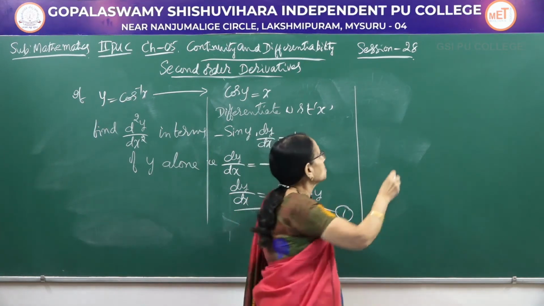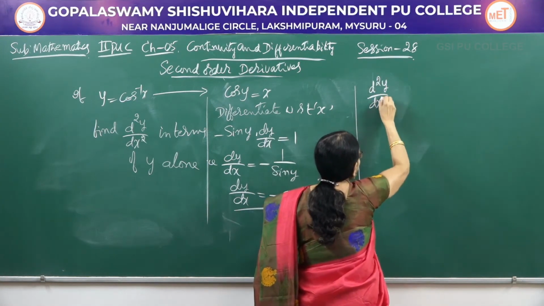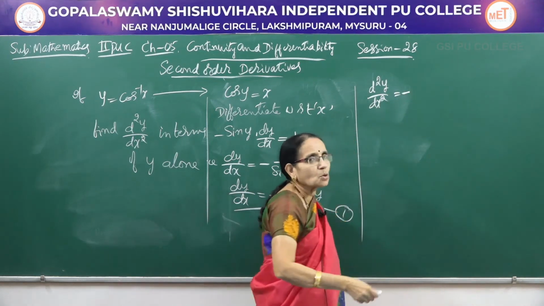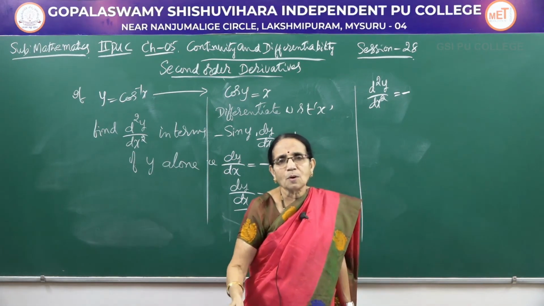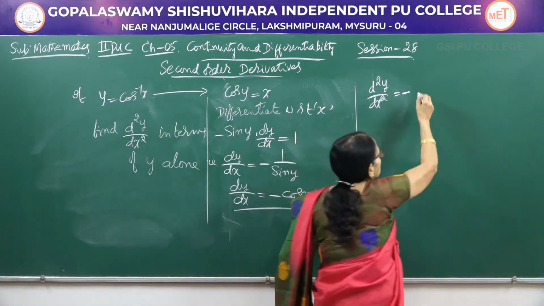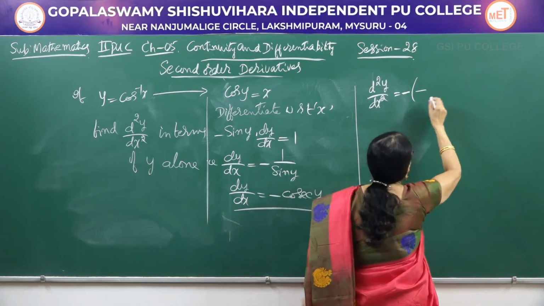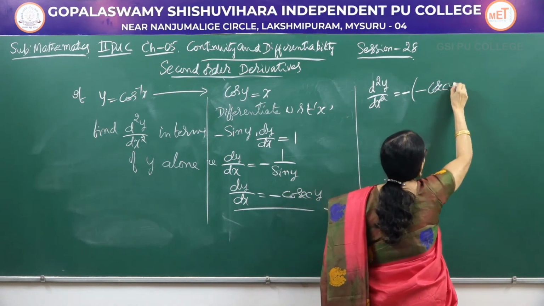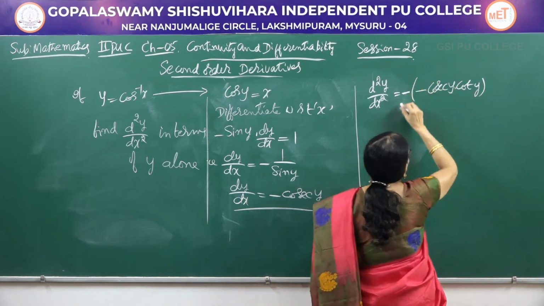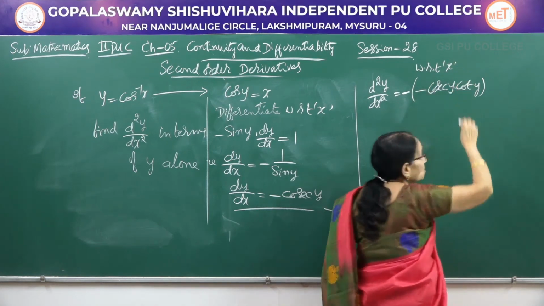Differentiating again with respect to x, we get on the left hand side d square y by dx square minus, look here, right hand side we are having cosecant y. What is the derivative of cosecant x? It is minus cosecant x into cot x. But in the place of x I am having y. Better write inside the bracket because I am having already one minus sign. It is minus cosecant y into cot y. Of course, we are differentiating with respect to x only, that you cannot forget.